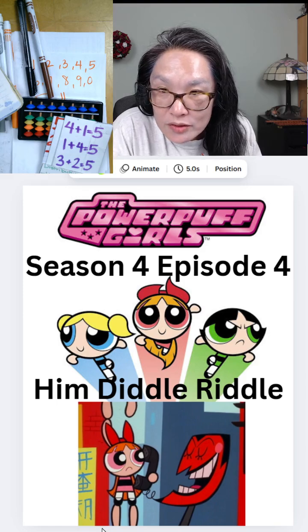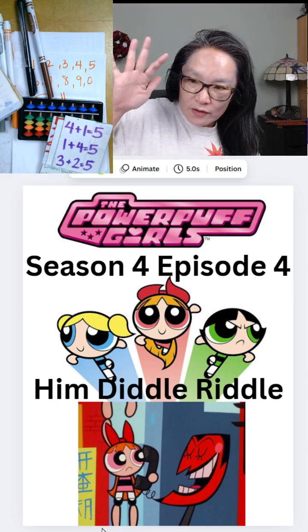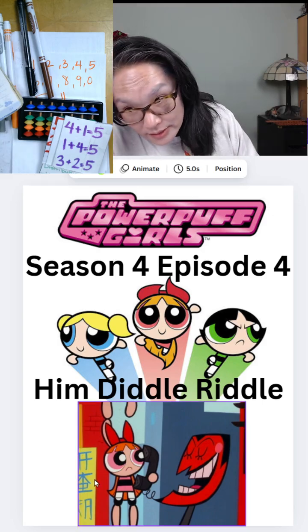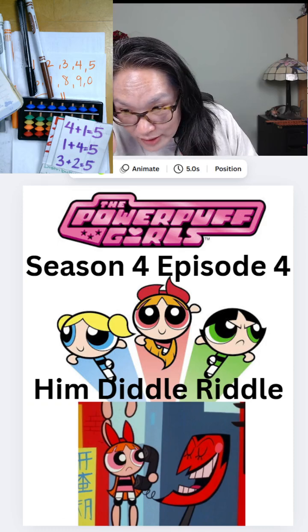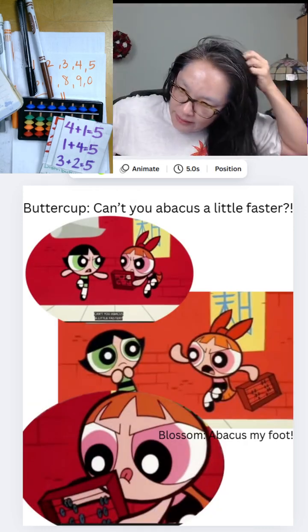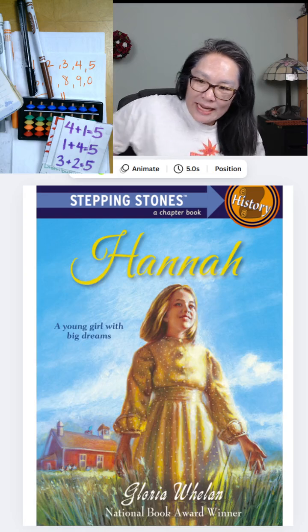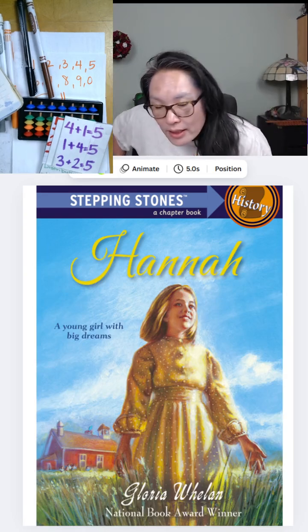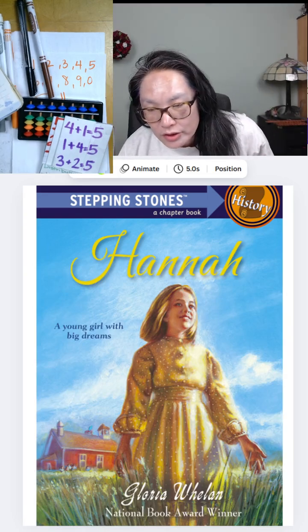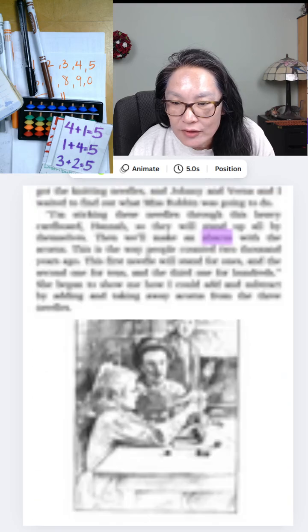I don't know if anybody knows Powerpuff Girls. Inside Powerpuff Girls, Season 4, Episode 4, the title is Him Diddle Riddle. Buttercup actually uses an abacus. I don't know what kind of abacus it is, but it's there. There is a book. Her name is Hannah. She is blind, and her parents wanted her to keep learning her studies. So they made an abacus out of acorns.